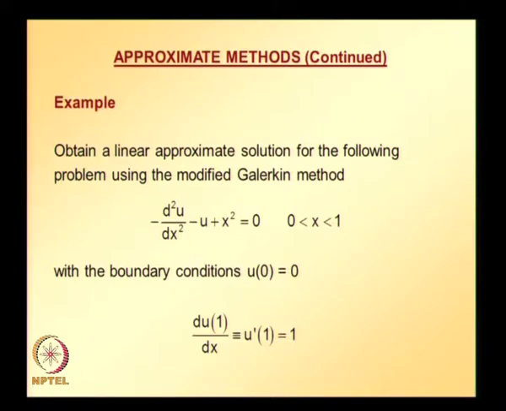So, all these points we are going to see in the problem, a second order boundary value problem, that we are going to solve using this modified Galerkin method. Before we do that, the important point that I want to emphasize here is wherever essential boundary condition is specified, at that location if you start with an admissible trial solution, the weight function is going to be 0.